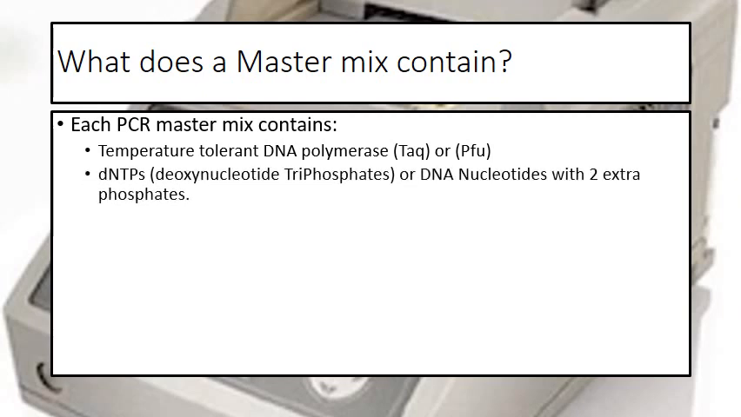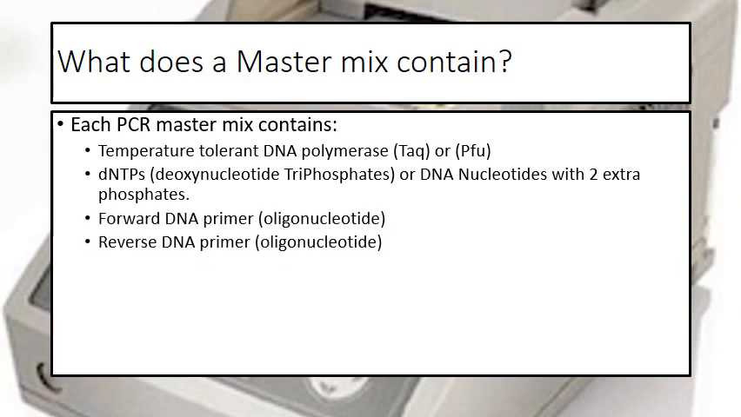The next thing you have to add is some dNTPs, essentially just nucleotides with a couple extra phosphates, and these are the building blocks that are going to be used to build your DNA strand. Then some forward and reverse primers to kickstart the reaction and allow for that DNA polymerase to bind.